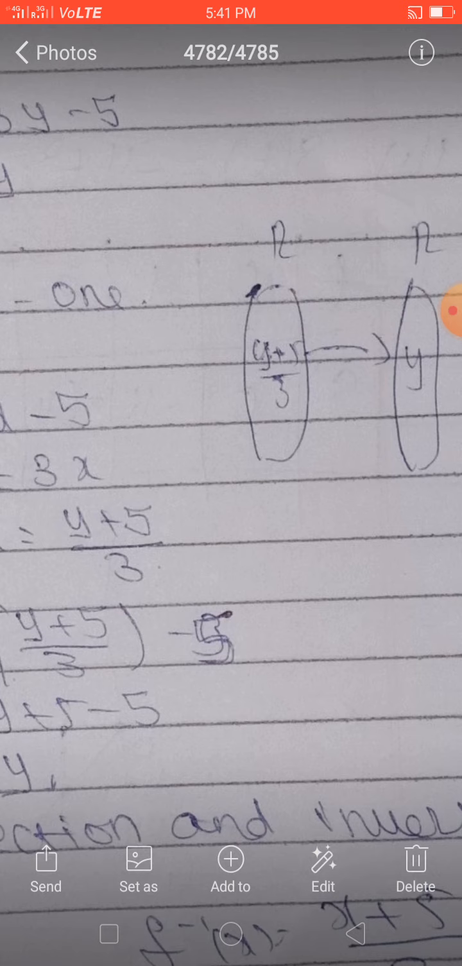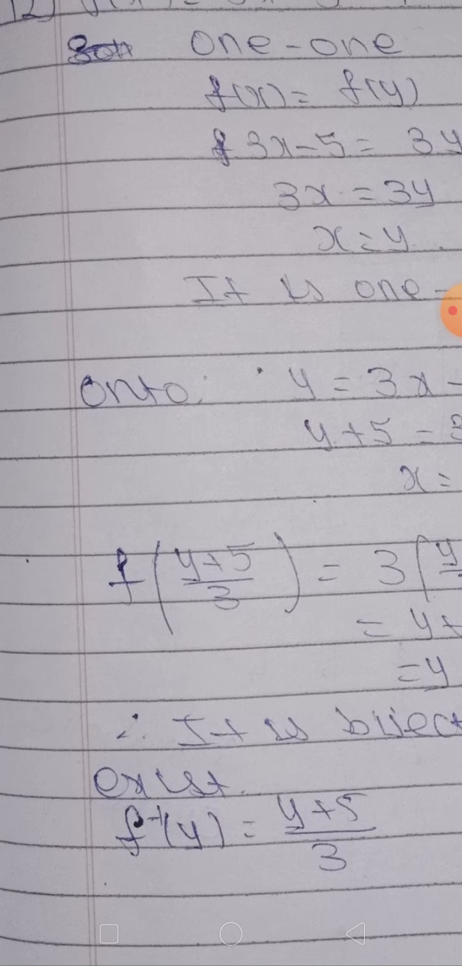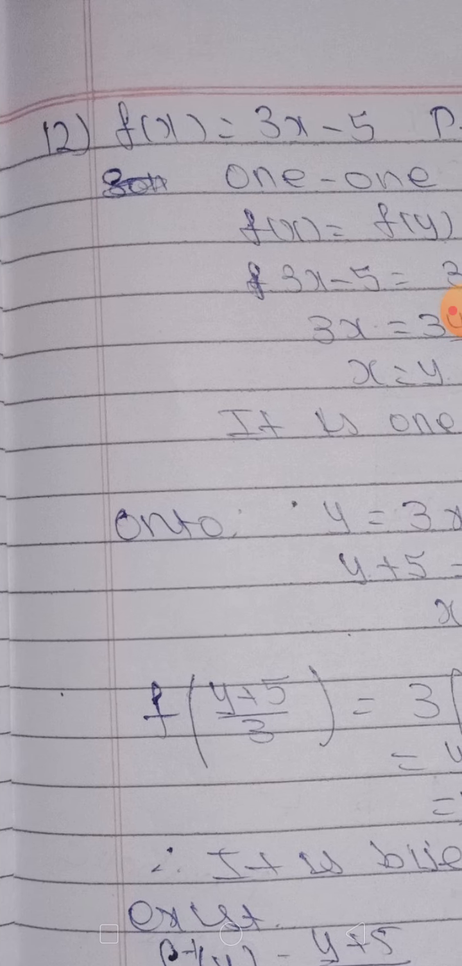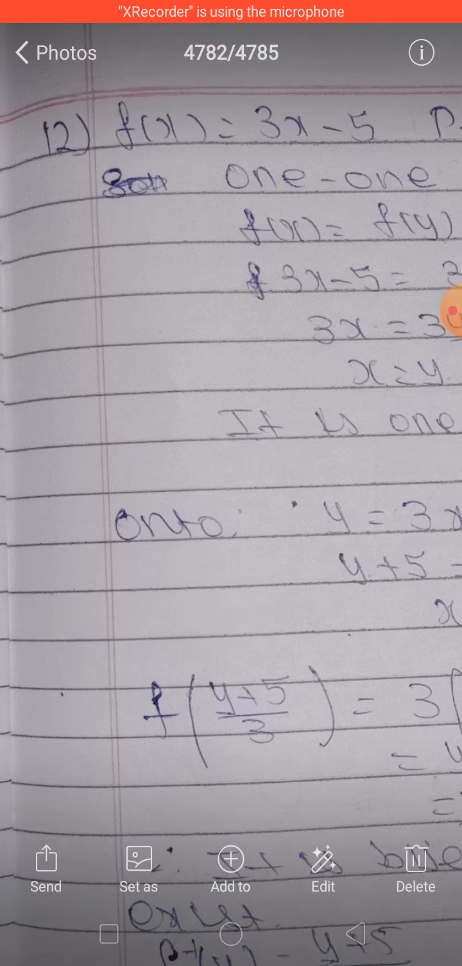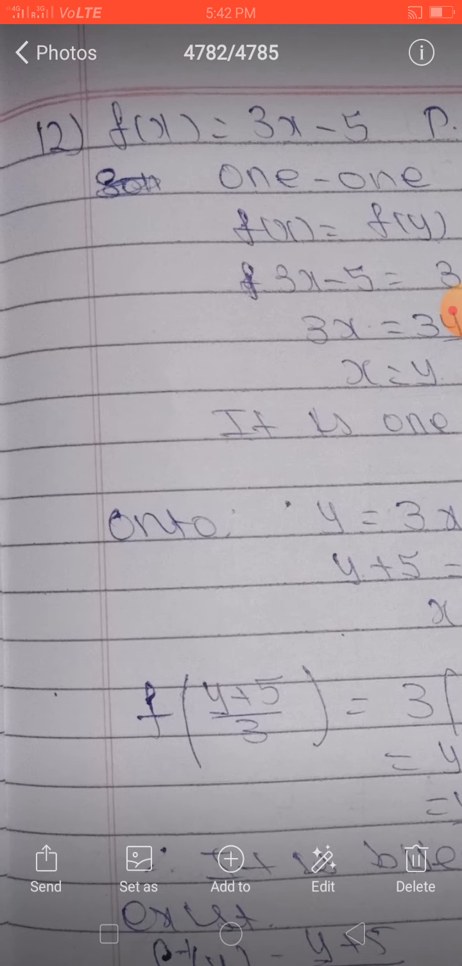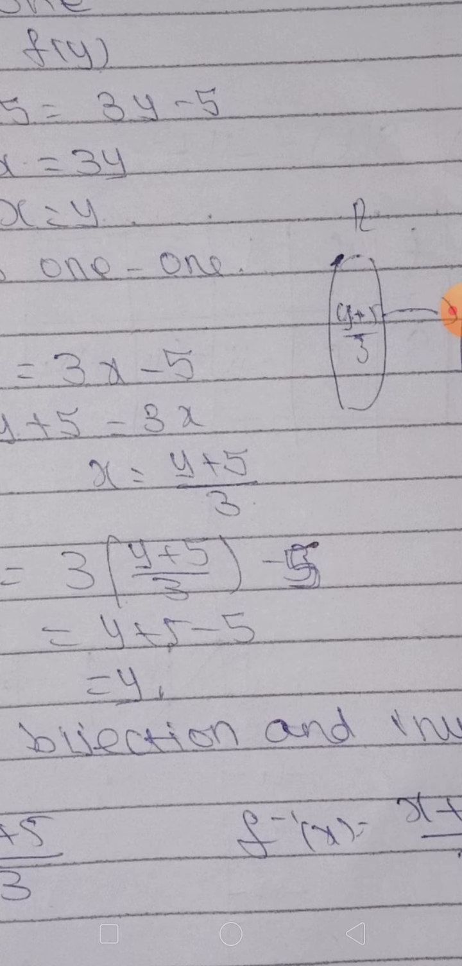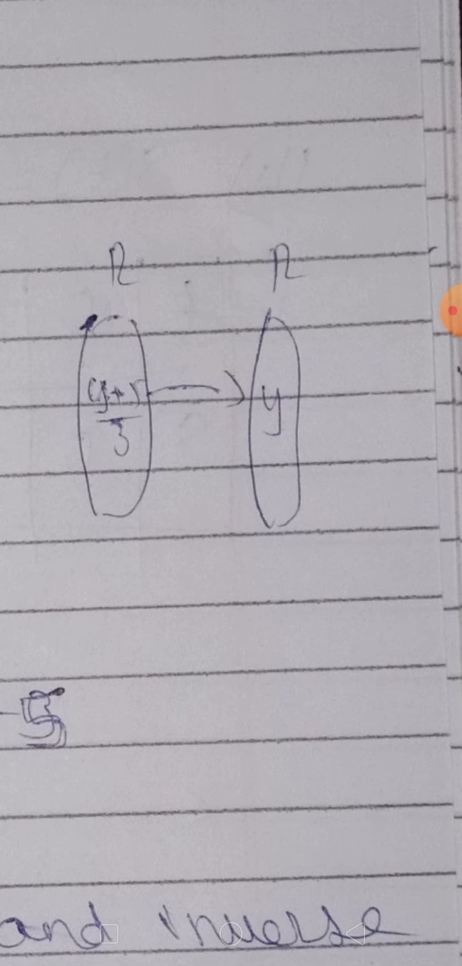So to check this is true, we want to prove f of y plus 5 by 3. What does it mean, f of y plus 5 by 3? We want to substitute in the place of x, y plus 5 by 3 in the question. So in the question f of x equal to 3x minus 5, in the place of x we want to substitute y plus 5 by 3. So 3 of y plus 5 by 3 minus 5. So 3 gets cancelled, y plus 5 minus 5 gets cancelled, answer equal to y. Now look at our mapping. So y plus 5 divided by 3 maps to y.